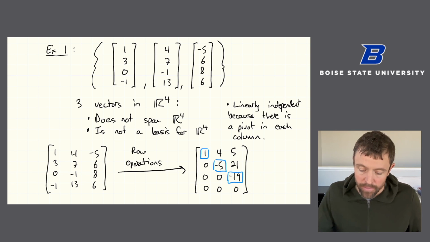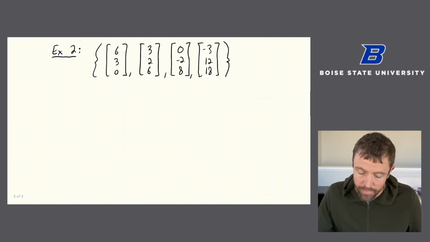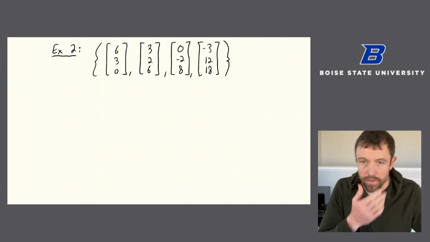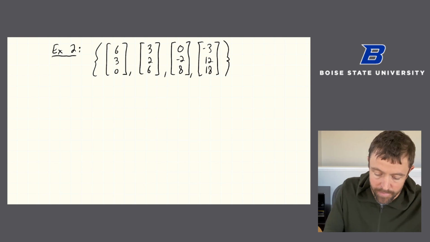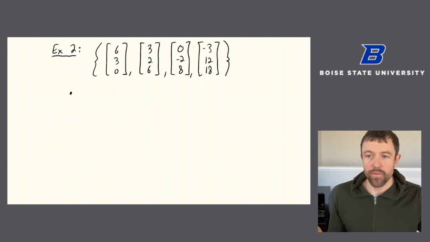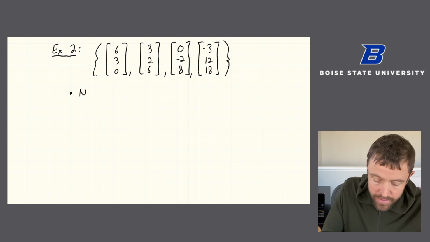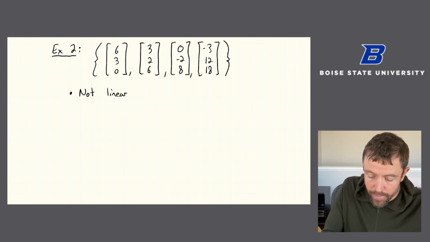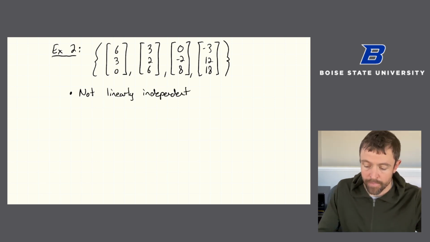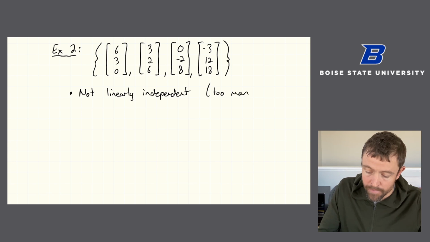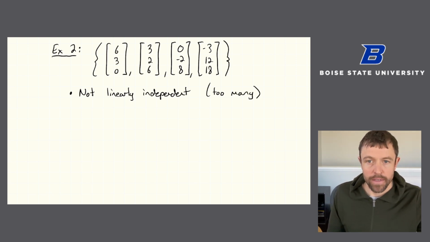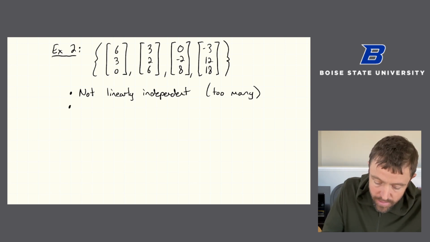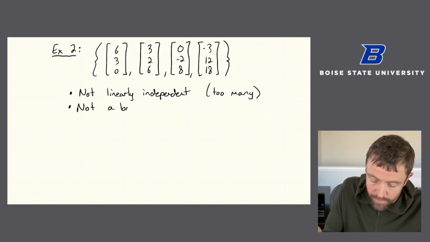Let's go to another example. And again, we're going to answer the easy questions first. So we have these four vectors here from R3. These vectors are not linearly independent. There are too many. Similarly, they're definitely not a basis. Every basis of R3 contains 3 elements. So again, there's too many.